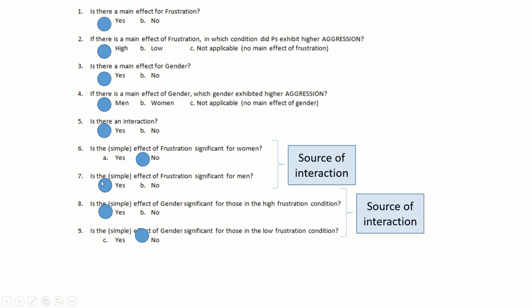So we have different answers for 6 and 7 and different answers for 8 and 9. So the source of the interaction is coming from the set of simple effects for 6 and 7, the simple effect of frustration. The simple effect of frustration is different for women versus men. But the source of the interaction also lies in 8 and 9 because the simple effect of gender is different under high versus low frustration.